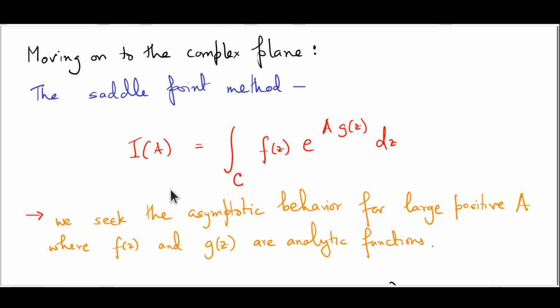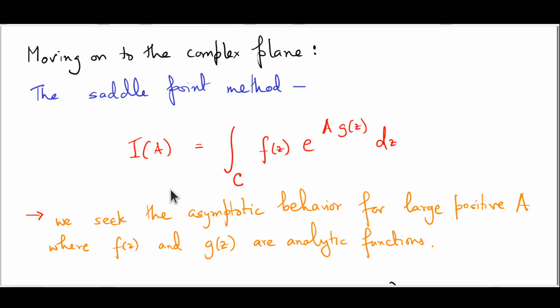Let us now move away from the real line and move on to the complex plane. So here we are talking about the saddle point method proper. What we have been doing so far has essentially been a warm-up for this. Now what we do here is superficially very similar to what we have been doing so far. We are looking for the behavior of an integral I of a for a very large positive value of a parameter a, and the integral is of f of z e to the power a g of z dz over some contour c. The difference here, of course, is that z is a complex number, and not only that, f and g are complex functions.